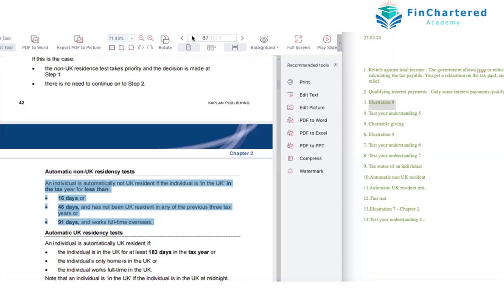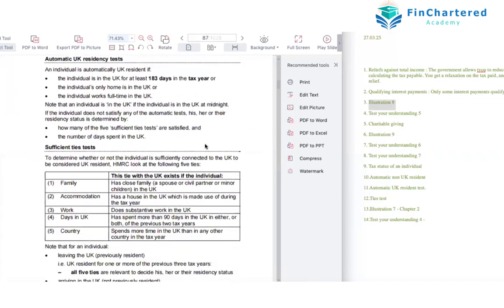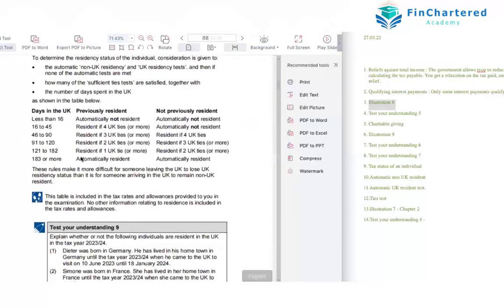When will you automatically fall in the category of a UK resident? Number one, when you have a full-time job in the UK. Number two, when you've stayed in the UK for more than 183 days. Or what is the second one which I'm missing? You have a home in the UK. Right? If you don't fall in either of these two categories, you are the one who is in the gray area, where we will look at the number of days and the number of ties based on this table. We will decide based on this. If you don't fit in the first category and if you don't fit in the second category, we will decide based on.